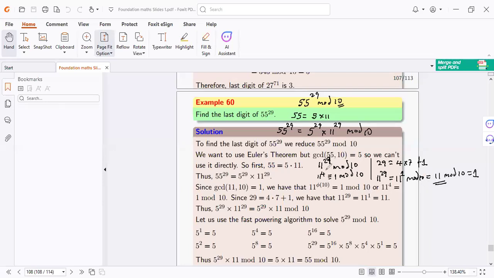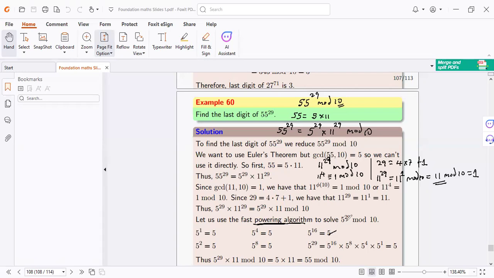Now let's come back and do 5 raised to 29. Since 5 is not relatively prime to 10, I will use the fast powering algorithm. So 5 raised to 1 is 5, 5 raised to 2 is 25, and 25 divided by 10 gives remainder 5. 5 raised to 4 is 5, 5 raised to 8 is 5, and 5 raised to 16 is also 5.